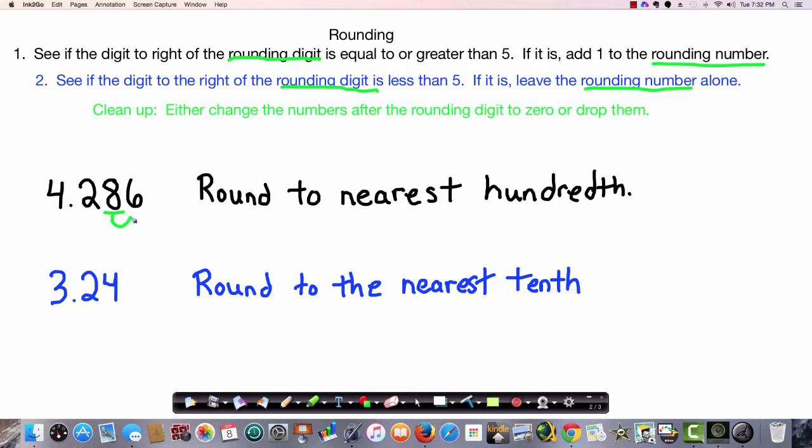And then I'm going to draw a little arrow over here so I know what number to focus on so I don't get confused. So when I look at that number, this is the number that's to the right of the rounding number. So let's go to rule 1.